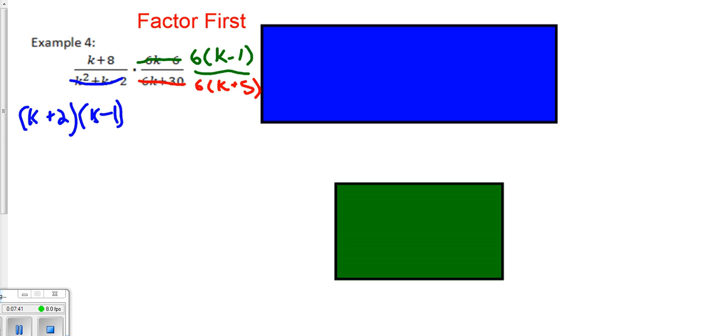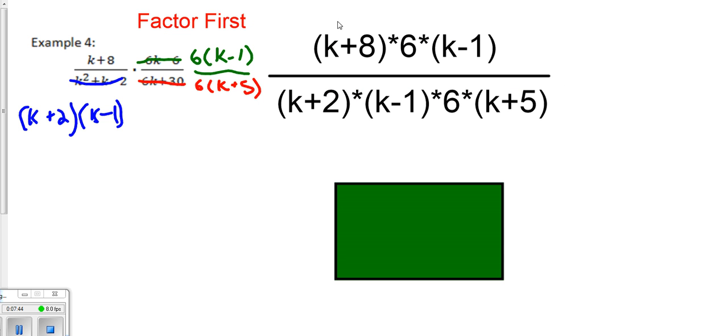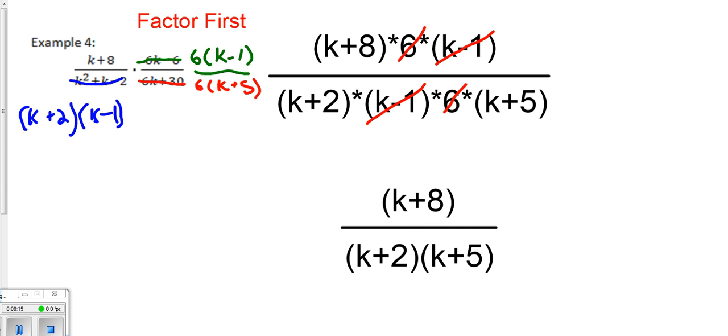Positive 2, negative 1. So, as we spell everything out, there's a k plus 8 on top, times 6, times k minus 1, over k plus 2, k minus 1, 6, and k plus 5. Everything from the bottom stayed on bottom, all of these on top stayed on top. Now again, our trick is to start canceling things out. 6, 6, k minus 1, k minus 1. So what we have left is k plus 8 over k plus 2, k plus 5. So that would be our final answer. Remember, if you can, you should always factor first so you can start canceling things out.